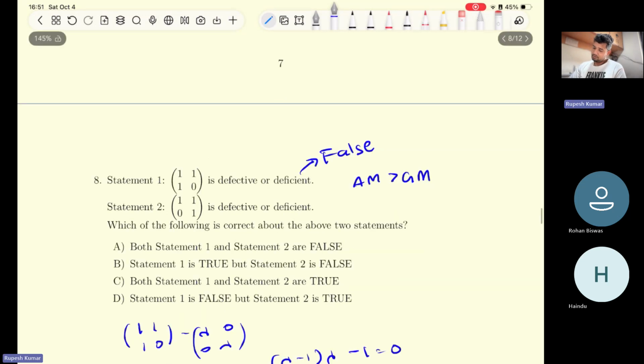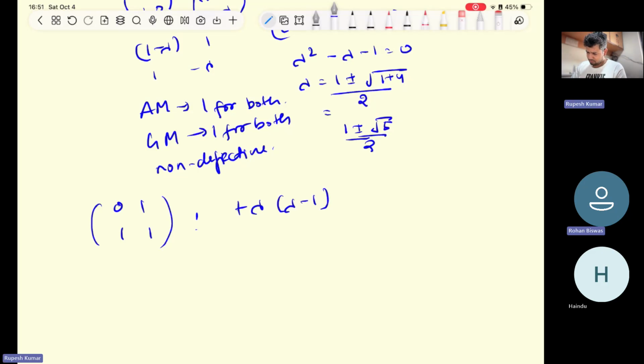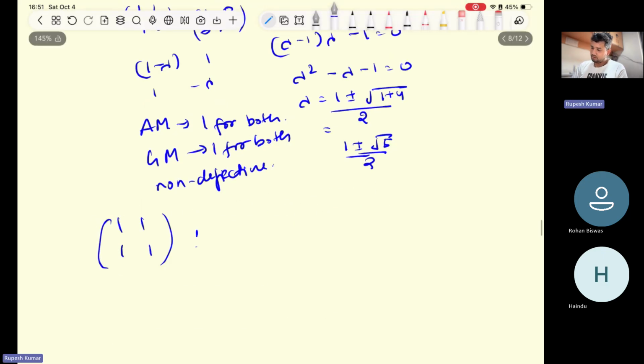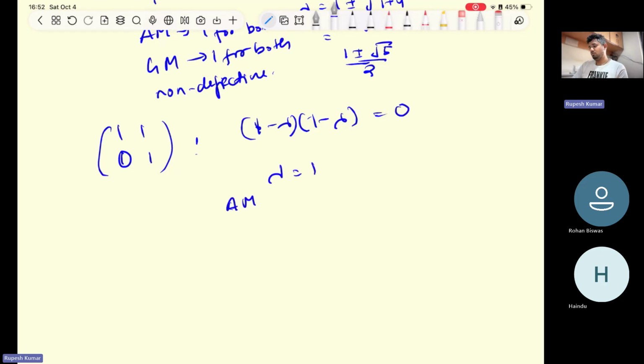Let's think of the second matrix, 0, 1, 1, 1, right? Is this defective? Again, it will be minus lambda into lambda minus 1. Sir, did we write the matrix wrong? It should be 1, 1, 0, 1. So it will be 1 minus lambda, 1 minus lambda equals 0. So lambda equals 1. So AM is 2, right? And only GM is 1.